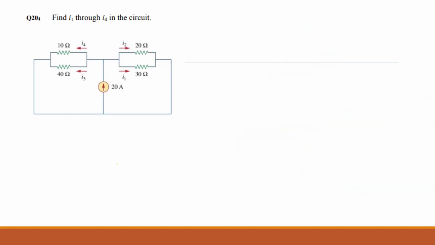Okay. So can I let you do this one? You are applying the current division rule here. I'll give you a few minutes here to try this. Simplify this. You can simplify these two and you can have just two resistors and you can apply the current division rule.